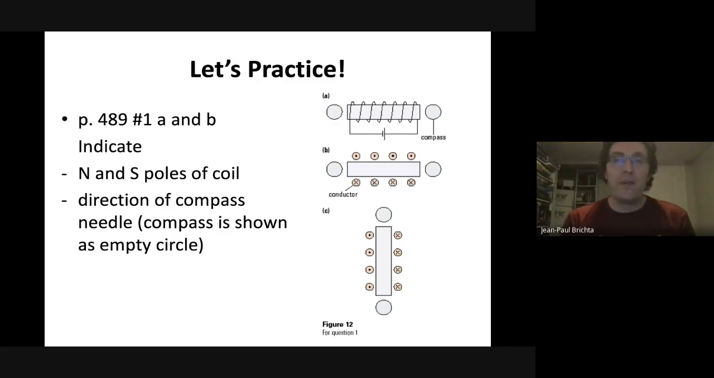Okay. So for A, again, look at the battery, decide which way the current should go, and decide which end is the North Pole, and then finally decide which way the compass needle should point.